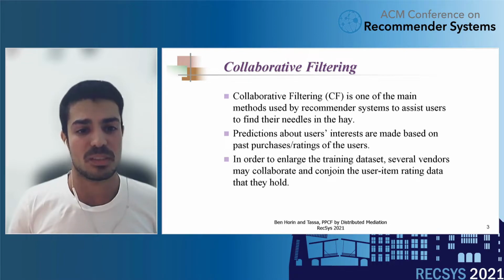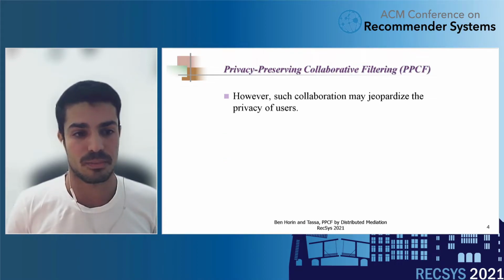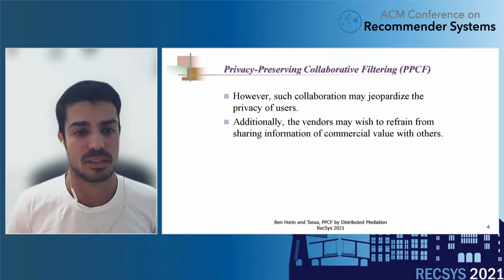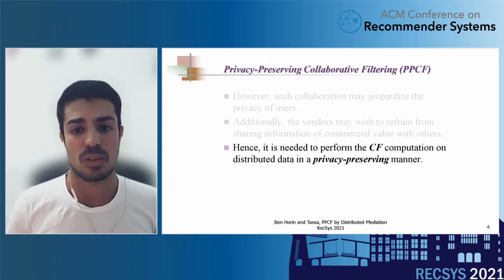To enable more precise predictions, it is desired to enlarge a training dataset. To that end, several vendors may collaborate and conjoin the user item rating data that they hold. However, such collaboration may jeopardize the privacy of users. It is also reasonable to assume that the vendors may wish to refrain from sharing information of commercial value with others. For those reasons, we would like to perform the CF computations based on the distributed data in a privacy-preserving manner.